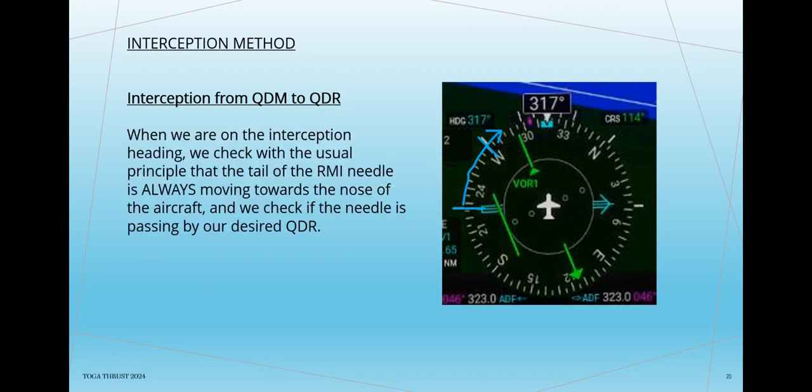When we are on the interception heading, we check with the usual principle that the tail of the RMI needle is always moving towards the nose of the aircraft, and we check if the needle is passing by our desired QDR.